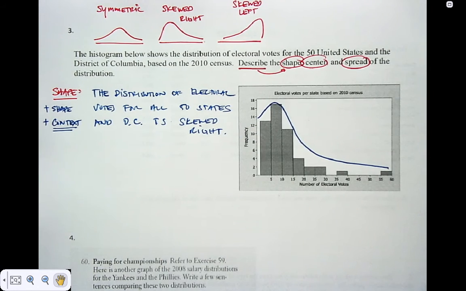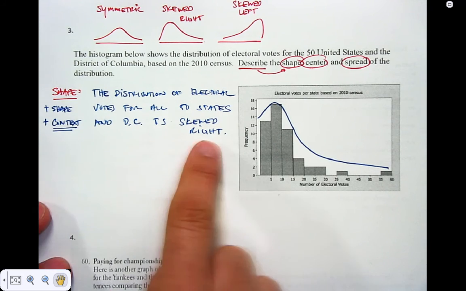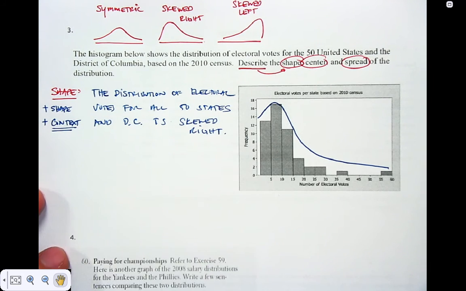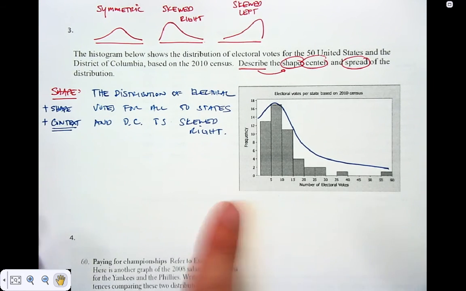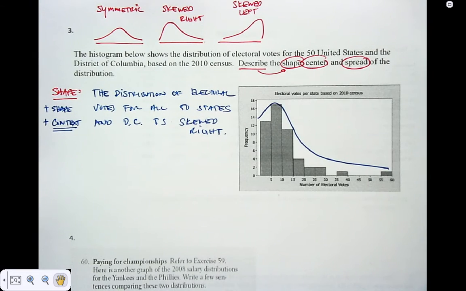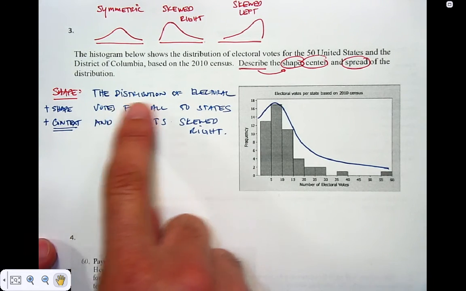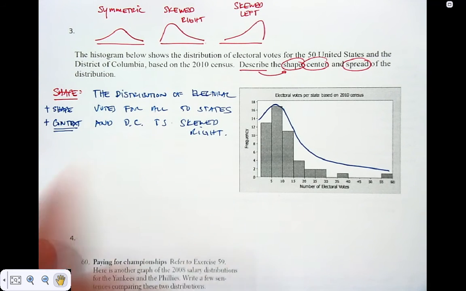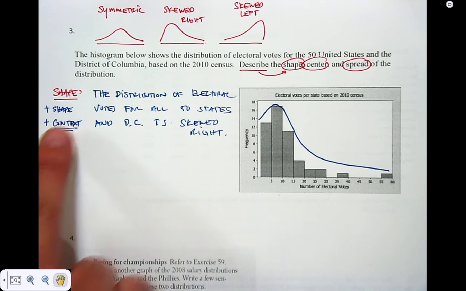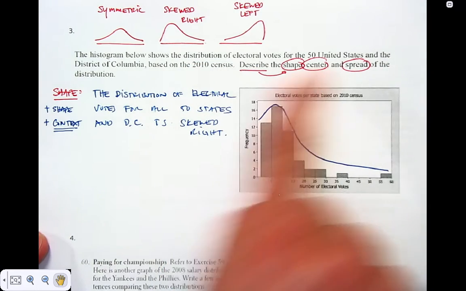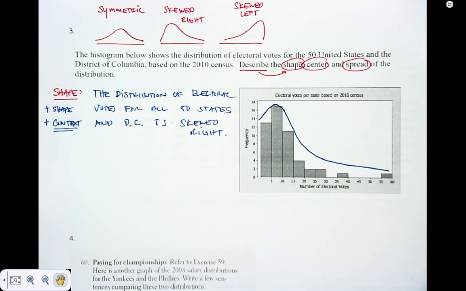Okay, does that take longer than just saying skewed right? Absolutely, right? But part of business is saying things in a legible, clear manner, writing emails, professional emails that have sentences. And so just saying skewed right, that is not going to do it, right? In the real world, someone's going to be like, what are you talking about? You're going to say that the distribution of electoral votes for all 50 states and District of Columbia is skewed to the right. That's just a better statement. Okay, so 2 points for each one of these: shape, center, and spread. The 2 points there are pretty clear.